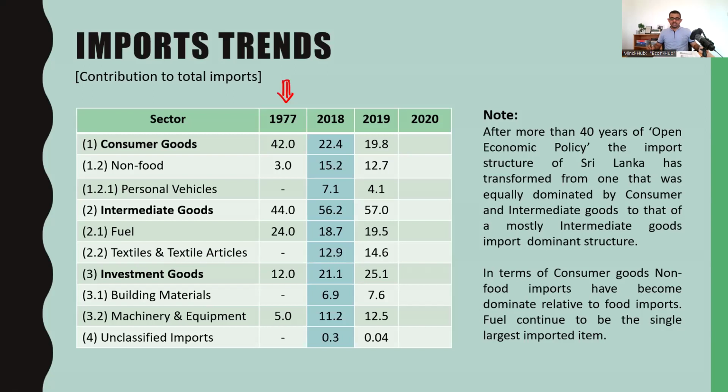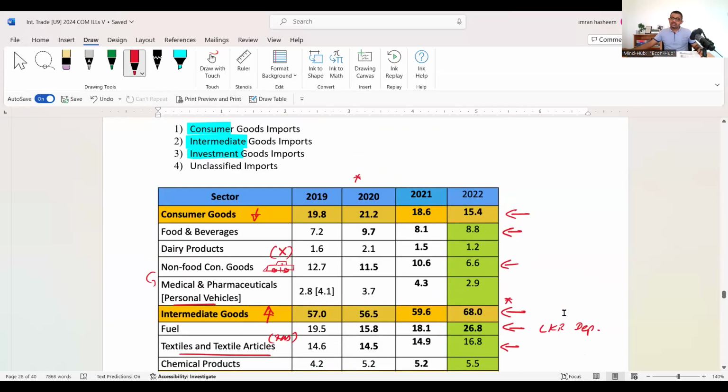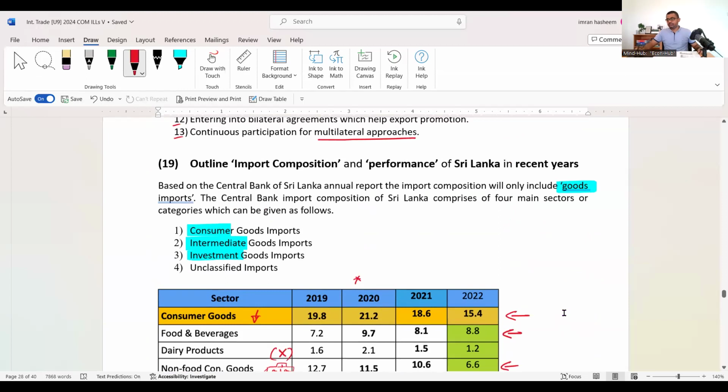So basically our import structure, the transformation is from a consumer and intermediate good based import structure to a mostly intermediate good dominant import structure. Is that clear? That is a transformation we can see. Now, what I want you guys to do is, as an exercise, just find out the percentage of, I'll write something here, this is common for both exports and imports.